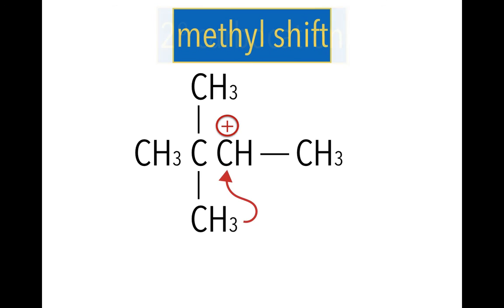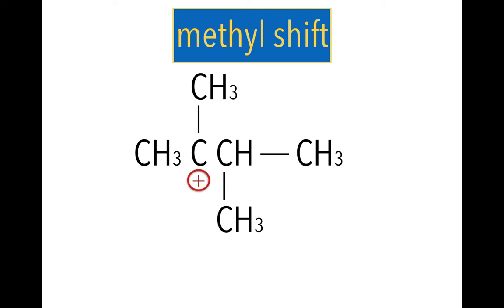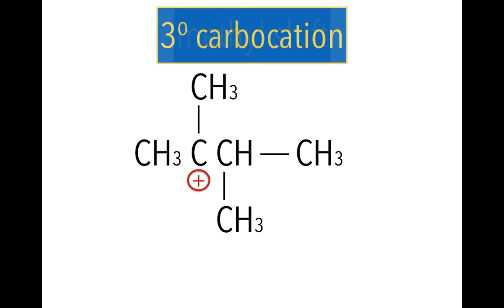Now pay attention to our methyl group at the bottom. Now it could happen with either one, the top or the bottom. It's going to shift over to that second carbon. That's what we call the methyl shift. That's a methyl group shifting over. And that positive charge now moves over to the third carbon, creating a 3-degree carbocation, a more stable version of itself.